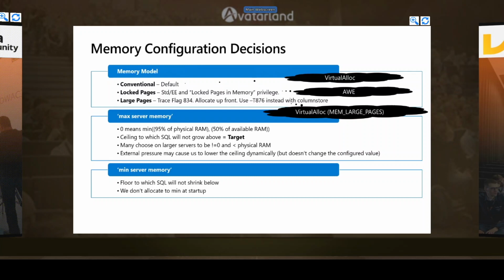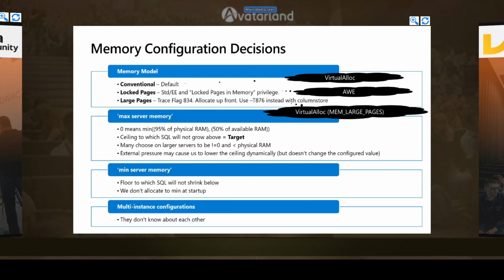We don't allocate this minimum at startup, and there's a default value for it. Many people think they should set these values to be the same, and I don't recommend you do that unless you're running a multi-instance scenario, okay? And in fact, speaking of multiple instances, here's a very important point. Multiple instances of SQL don't talk to each other.